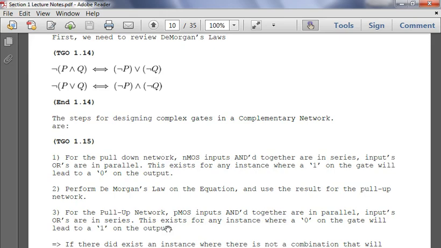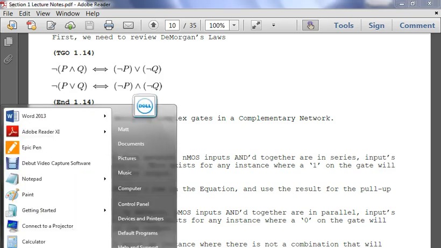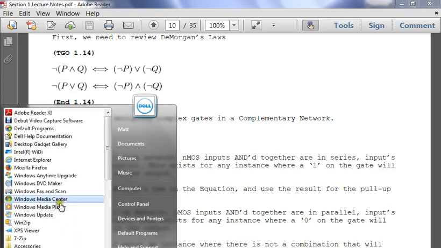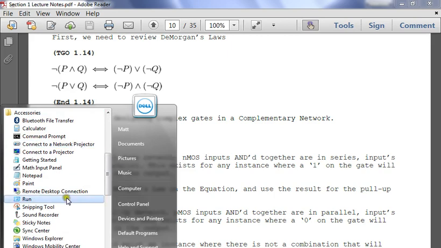This is the thing that I wish I had when I took this course. You start out with your equation, right? And so nMOS inputs are added together. I really wish I had a marker. I can pull up an example here, in accessories, notepad.